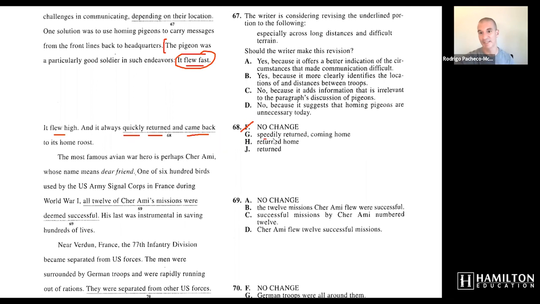G says speedily returned, coming home. So these two redundancies here, returned and coming home, as well as speedily. We can eliminate G. Returned home. To return implies that you are, or at least in this context, that it is going home. So returned home is redundant, unnecessary. We can just simply say returned, and this is why J is our correct answer.